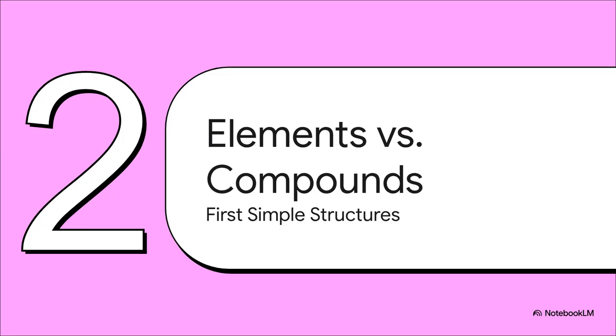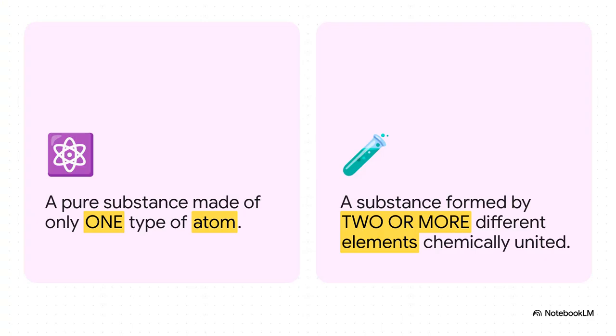Okay, so we've got our atoms. The next logical question is, how do they actually come together? And that brings us to the first two major ways we categorize stuff, as either elements or compounds. Now, this is a super important difference. Think of an element like pure gold. It's made of nothing but gold atoms, period. A compound, though, is like your table salt. That's NaCl, right? It's made from two totally different elements, sodium and chlorine, that have been chemically fused together.